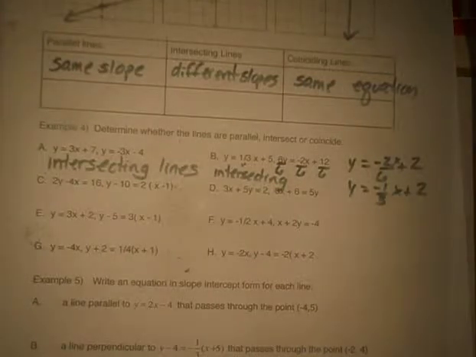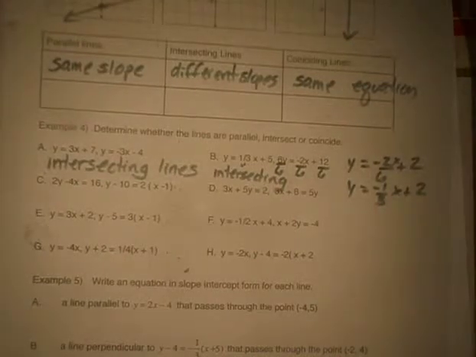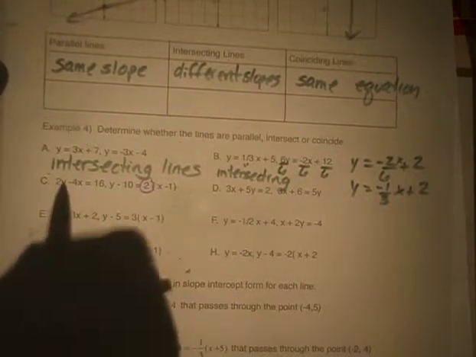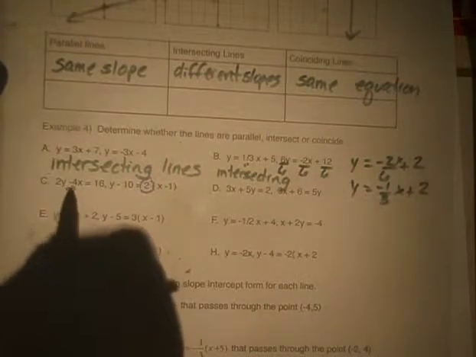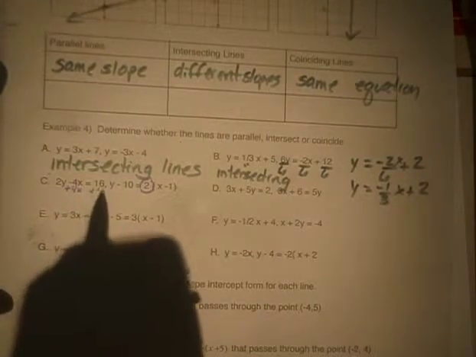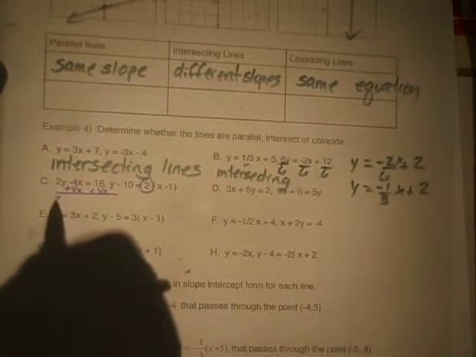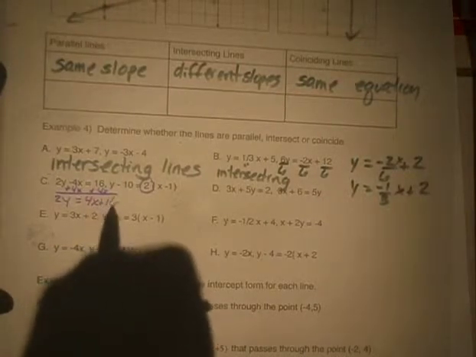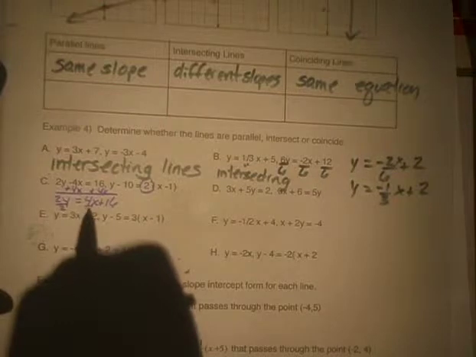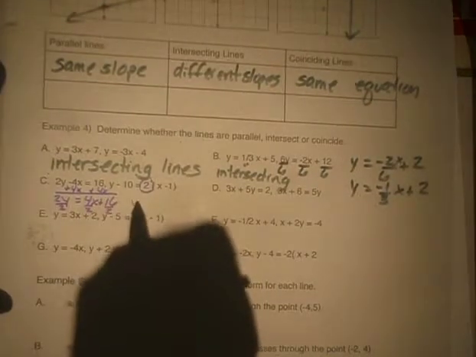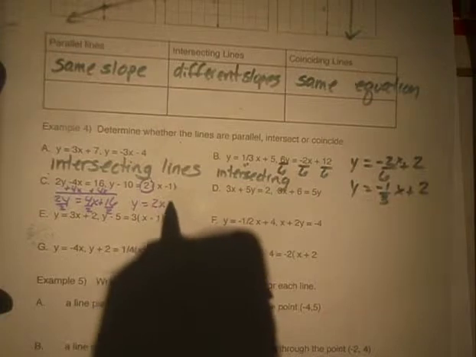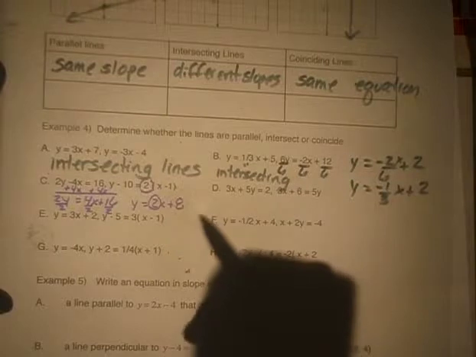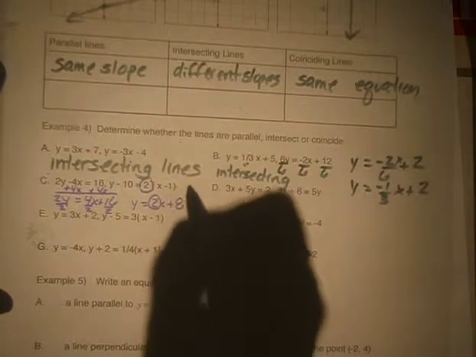In example C, we have to find the slope. The second equation, the slope is nicely written out for us. The slope is 2. Over here we have to solve for y. First of all, we would add 4x to both sides, which would become 2y equals 4x plus 16. And then when we divide everything by 2, you would have y equals 2x plus 8. The slope of this line is 2, so those lines would be parallel.